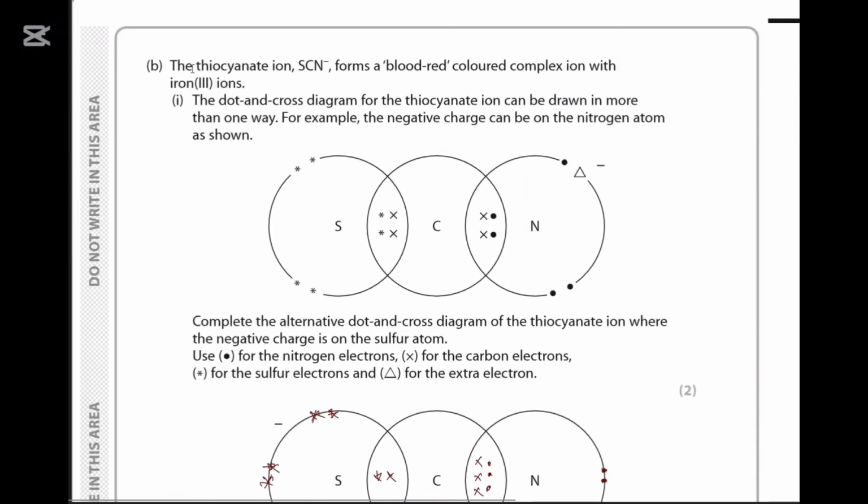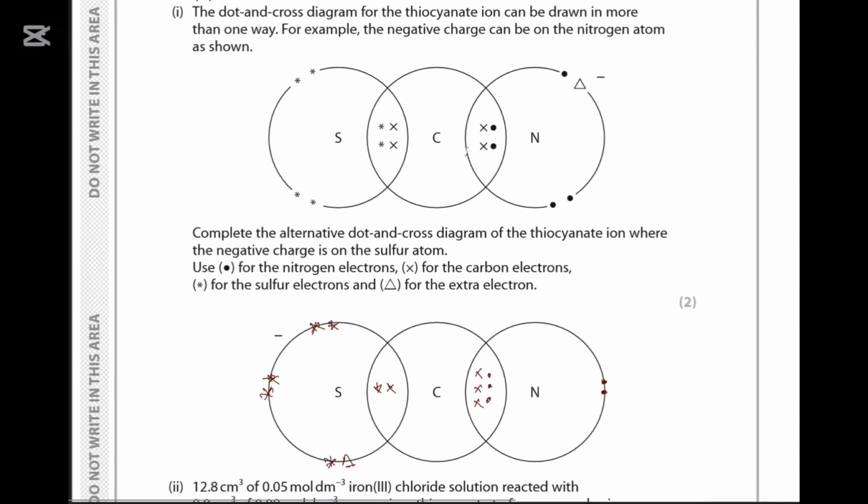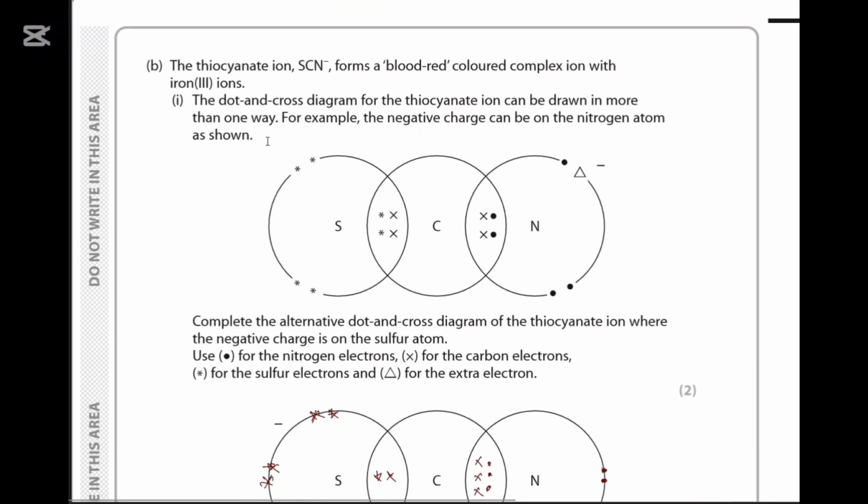Okay, part B. The question is about the thiocyanate ion, which forms colored complexes in red blood cells. This is the structure that is given. The dot and cross diagram for the thiocyanate ion can be drawn in more than one way, for example with the negative charge on the nitrogen atom as shown. So this negative charge can be drawn in another way.